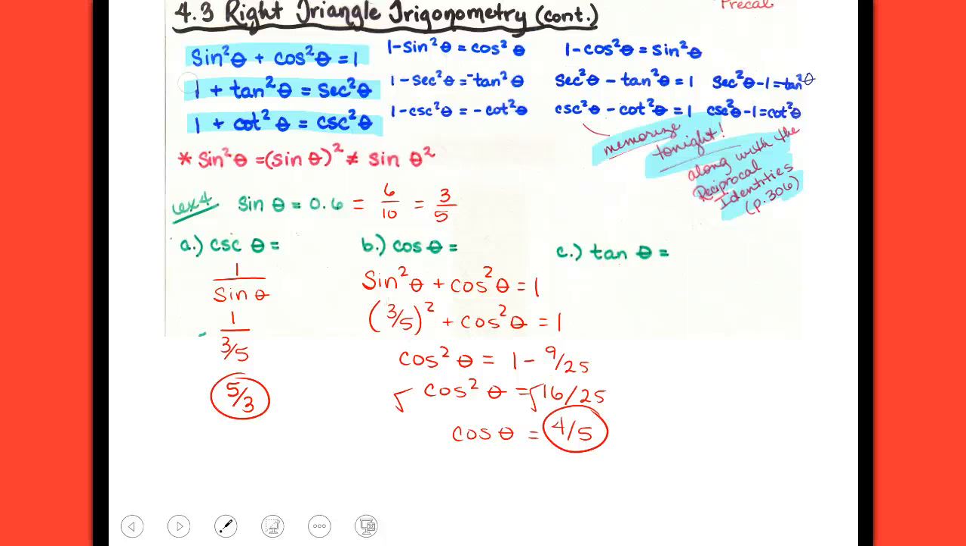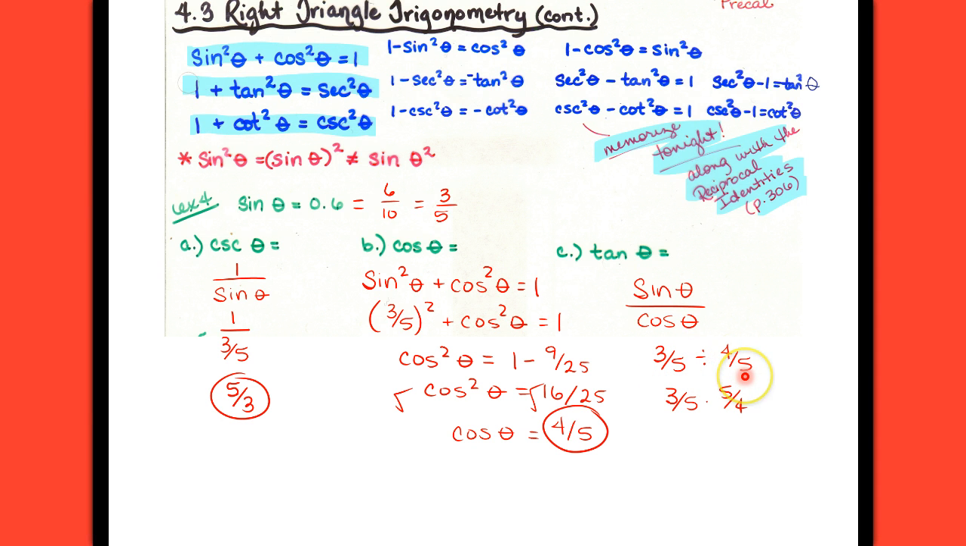All right, then we want to find the tangent. The only thing that I know right now is sine, cosecant, and cosine. So if that's all I know, how could I find tangent? What's one of our definitions of tangent? Sine over cosine, right.